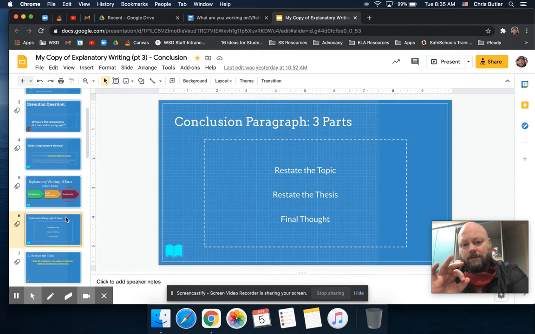3 parts to our conclusion paragraph. You can see how everything kind of has like 3 main parts, right? That's kind of how paragraphs are built, essays are built. You want to restate the topic. You want to restate the thesis in similar words, but new. And then a final thought to make the reader think, or a call to action, or depending on what type of writing you're going to be doing, a final thought.